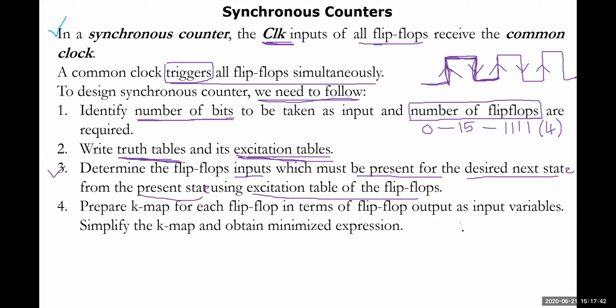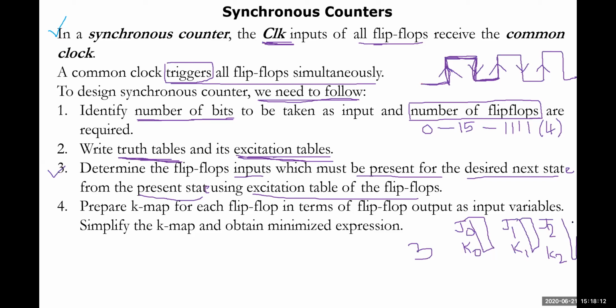For example, if you are trying to implement a 3-bit counter using JK flip-flops, the first flip-flop will have J0 and K0, the second flip-flop will have J1 and K1, and the third flip-flop will have J2 and K2. So these many flip-flops are available here, and all of them are going to be connected in a particular way.